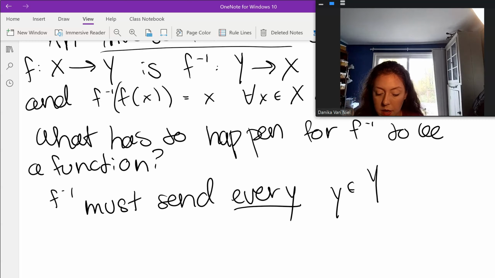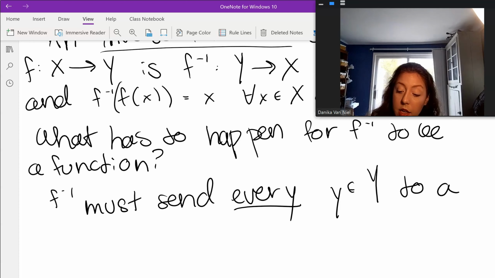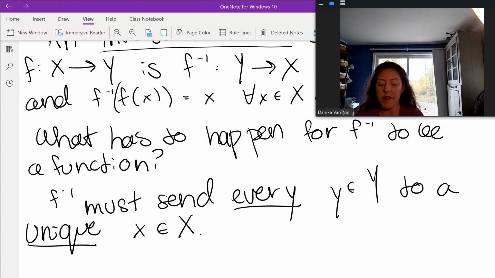Okay. f inverse must send every y in its domain to a unique x. Every element in its domain has one bow and one arrow, okay? And it only shoots that one arrow, okay? But everyone has a bow and arrow, okay? Everyone gets a chance to shoot their shot, okay? So now let's start thinking. So that's what it means for f inverse to be a function.